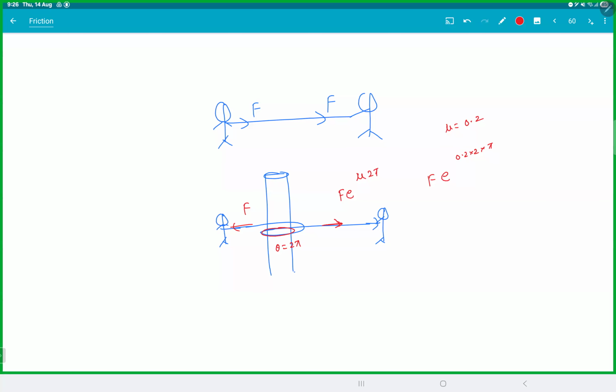It will be at least 2 times, I guess. So it comes to a pretty good value. So he has to apply at least around 2.5 times the force.